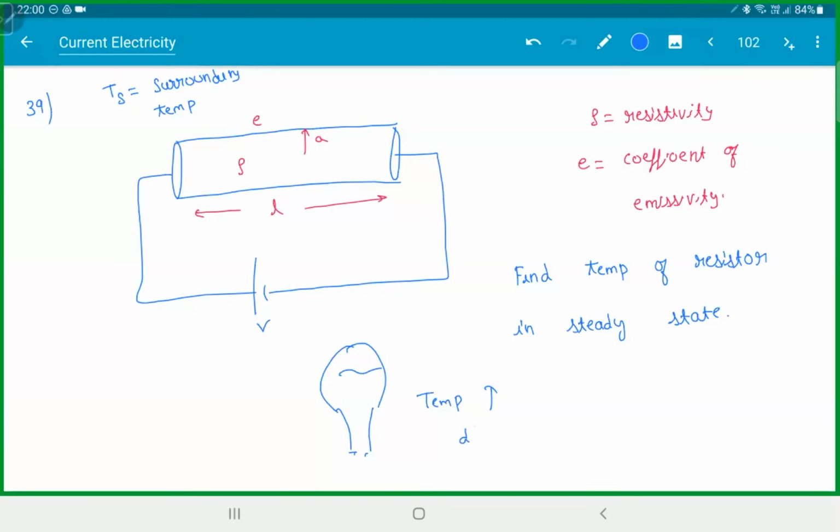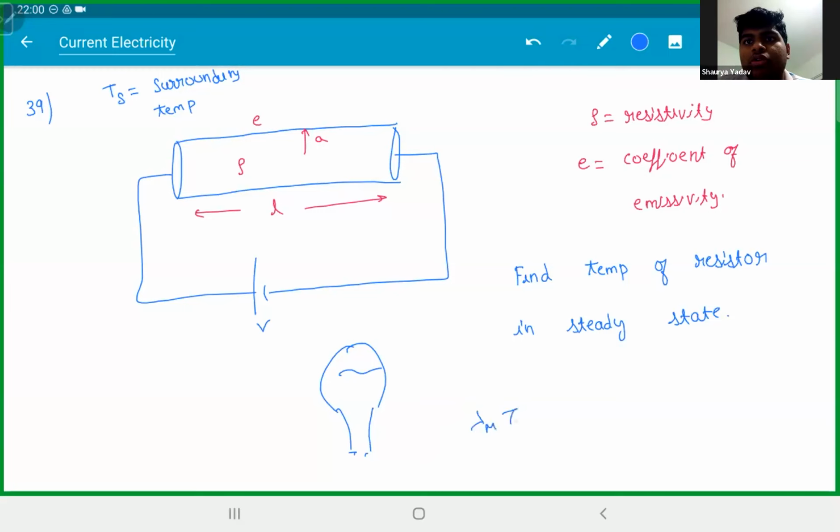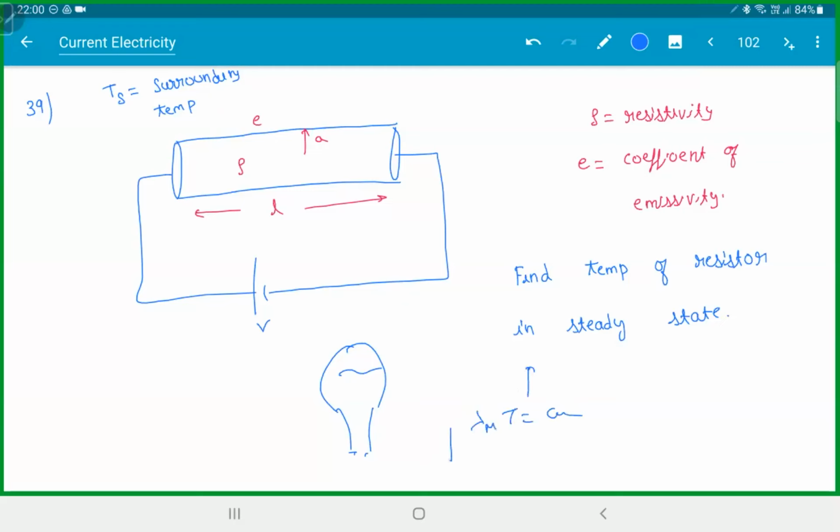Because initially when the temperature is low, what will happen? You will produce infrared, na? Can you tell me which concept this is? Lambda m into T, where lambda m is wavelength, is constant, na? Wien's displacement law. If the temperature is more, the wavelength is less.